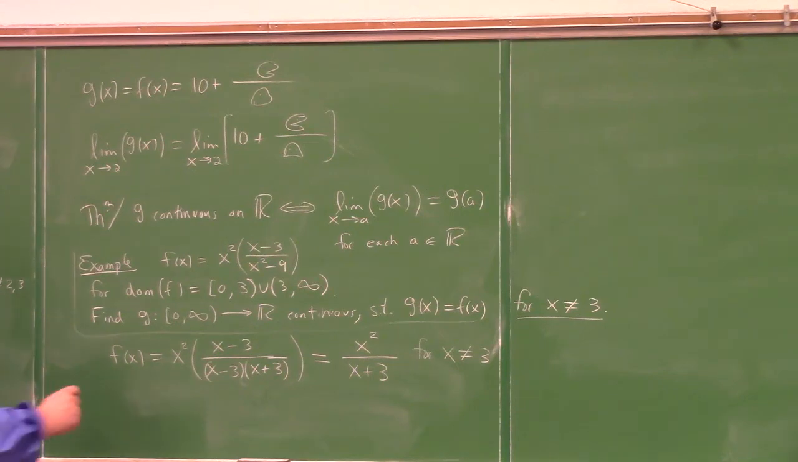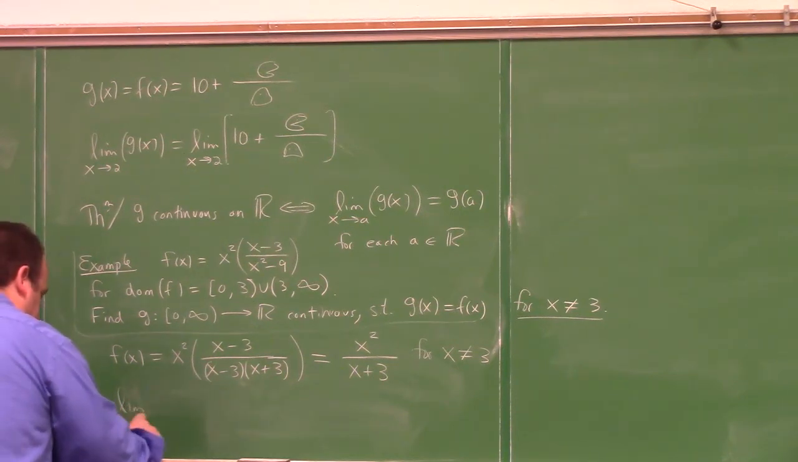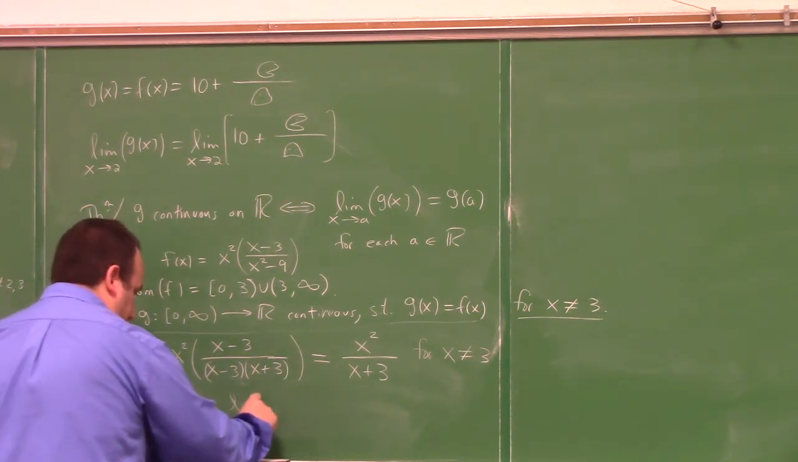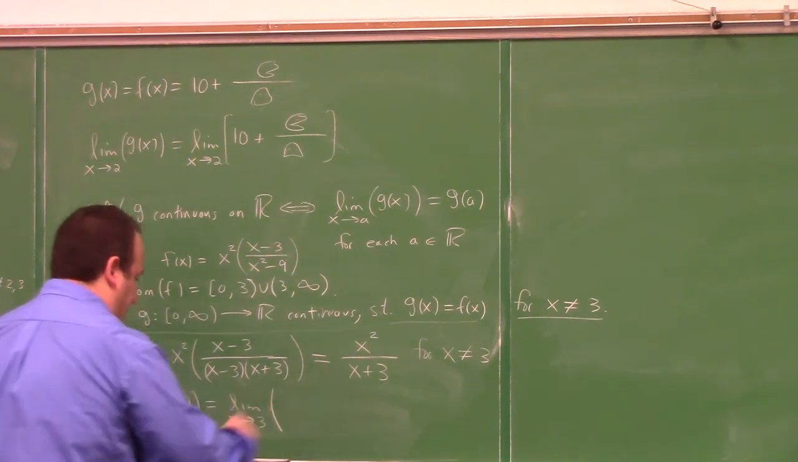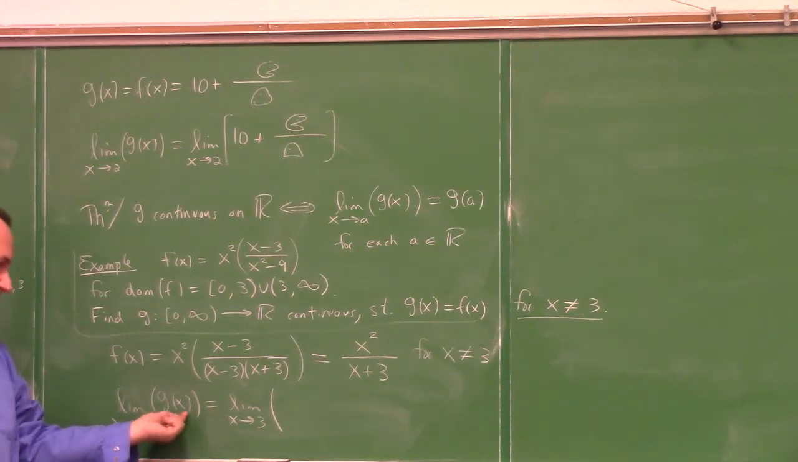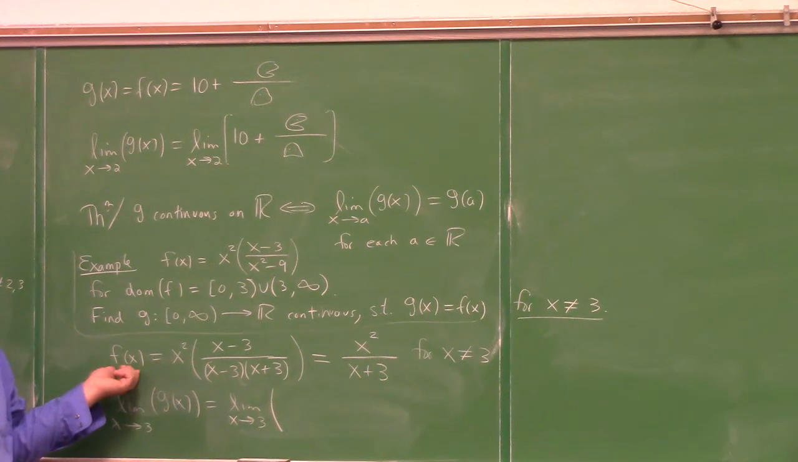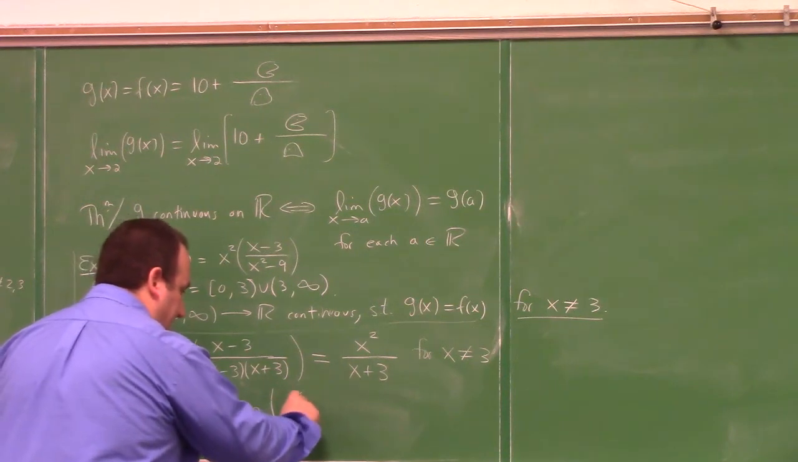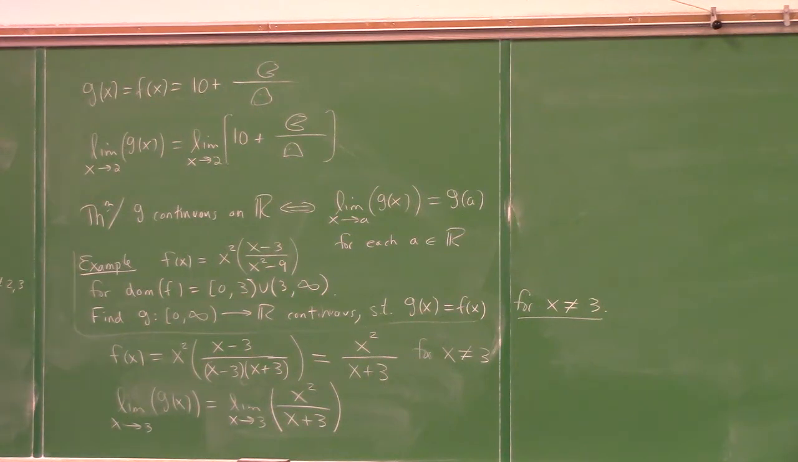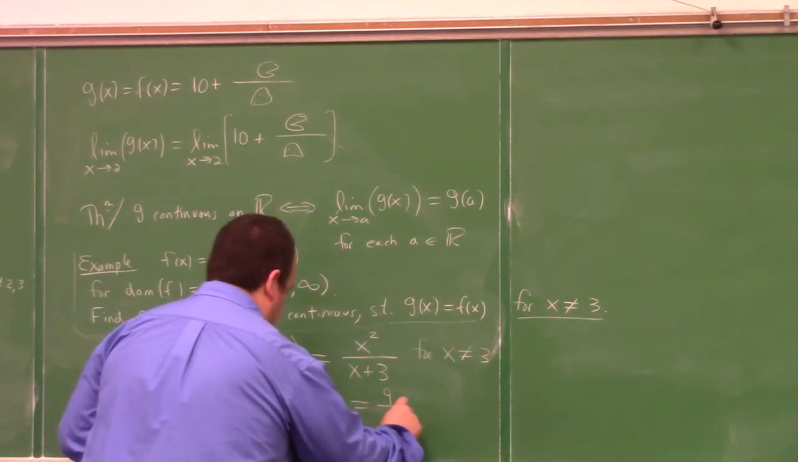So you can calculate then the limit as x goes to 3 of g of x, which is equal to the limit as x goes to 3 of what? Well, remember we have g of x equal to f of x for x not equal to 3, right? So I can replace this with the formula for f of x. But I might as well use the simplified formula to make life easier. So I have x squared over x plus 3. Then we can plug in the value, whatever it is. We get 9 over 6.